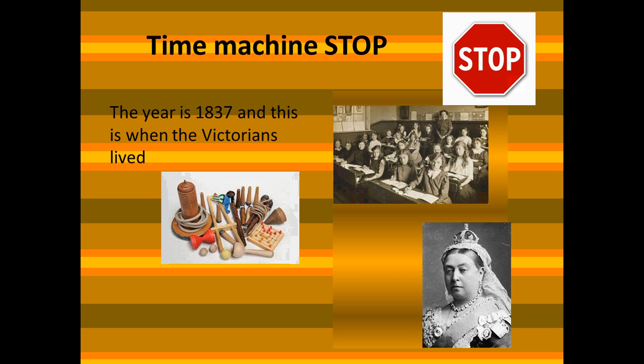So it was around 1837. That's when the Victorians were around, and it was quite a prosperous time for our country. It was around the time of the Industrial Revolution. The steam train was around then, so transport around the country became a lot easier, all that kind of stuff.